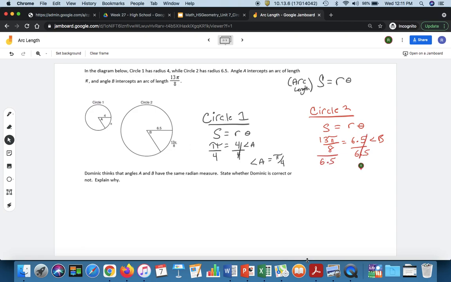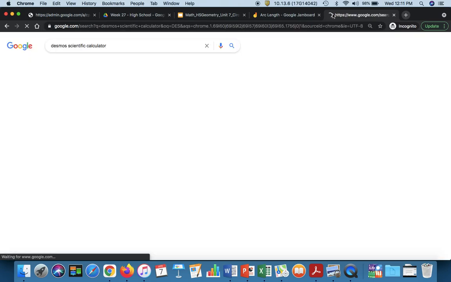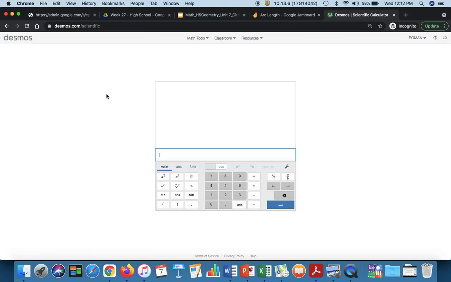So what I'm going to do is I'm going to utilize my Desmos Scientific Calculator. So I'm just going to type in Desmos Scientific Calculator. And now I'm going to leave pi out of it because we always want our answers in terms of pi. So I'm not going to type in pi, but in parentheses, I am going to type in 13 over 8. And then I wanted to divide this by 6.5. Now I see my answer is 0.25, but I'm going to click this fraction bar right here, and it'll show my answer as a fraction, or 1/4. And I'll talk about why I chose to do that in a second.